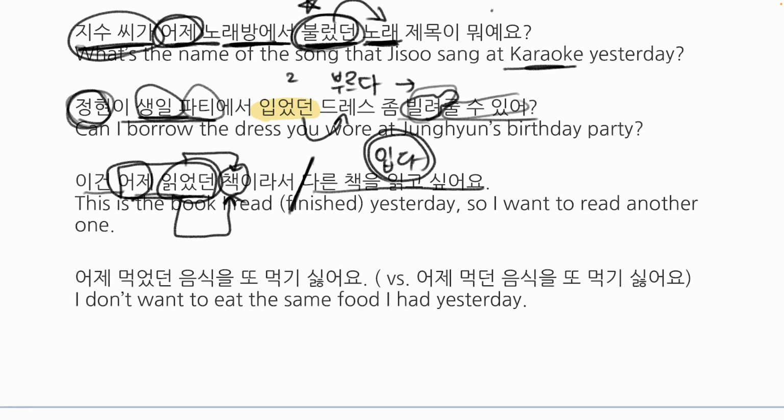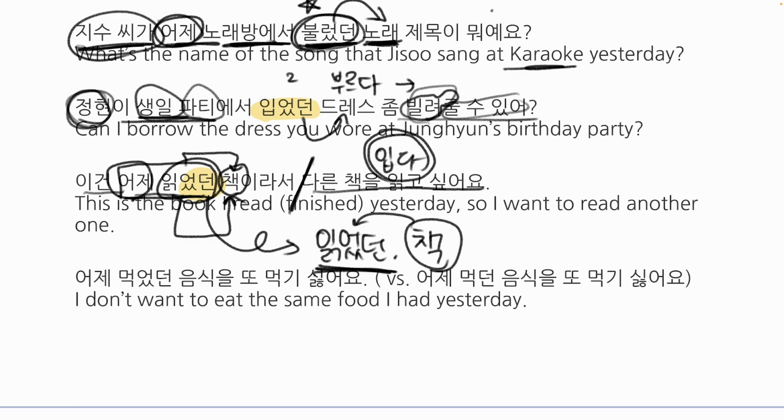And here from 어떤 we can notice that this is the action. 읽다 is the action that has been finished, right? So this is the book that basically I completed reading. I finished reading. So 다른 책을 읽고 싶어요. I want to read another book.